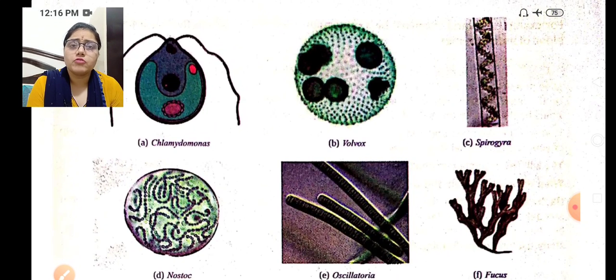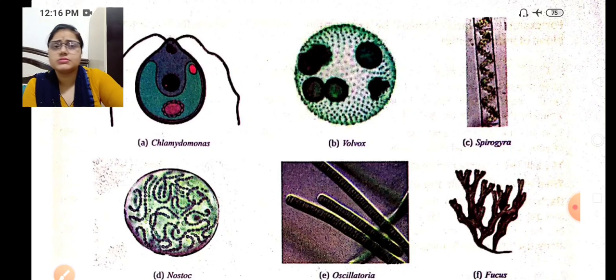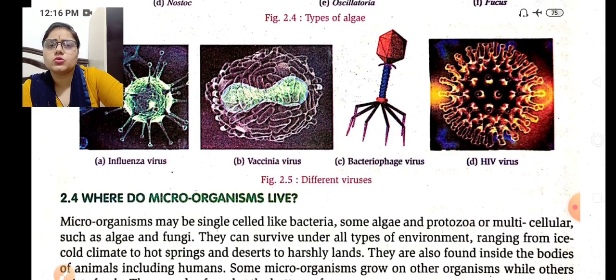Chlamydomonas, Volvox, Spirogyra, Nostoc, Oscillatoria, and Fucus. You all have to draw all these diagrams. These are easy diagrams that you can draw.